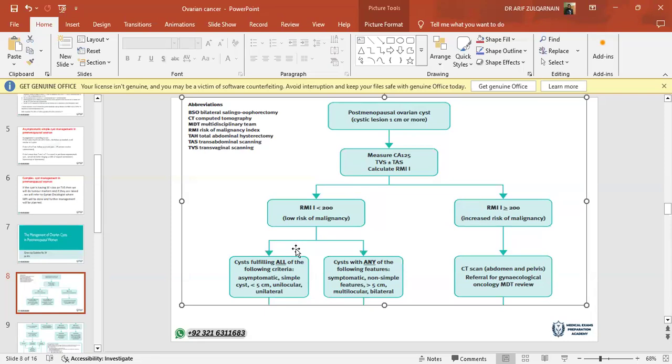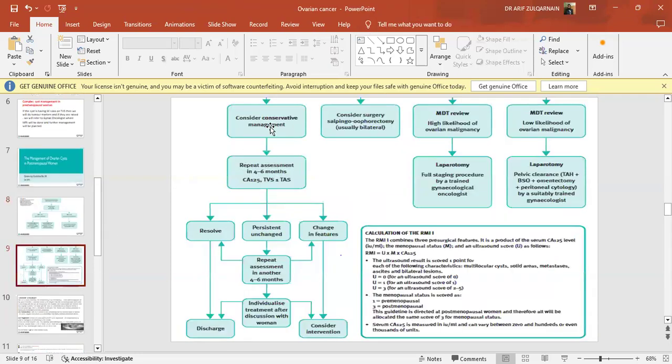If the cyst fulfills all of the following criteria, that is, it is asymptomatic, the cyst is simple, it is less than 5 centimeter, and it is unilocular and unilateral, okay, then how will you manage? You will consider conservative management.